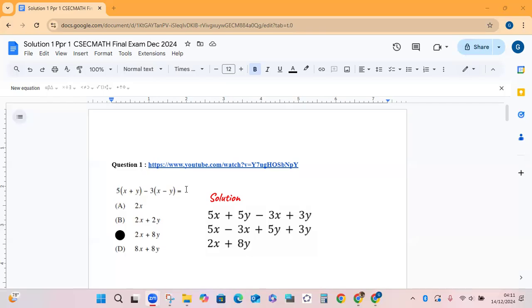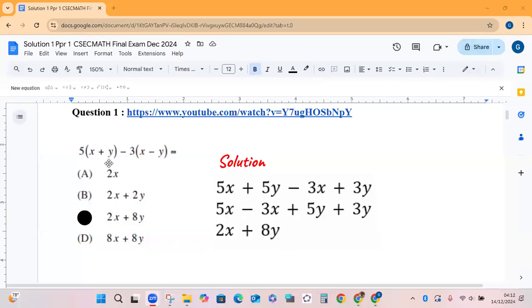Please rewind the video and write this down in your notebook. You cannot solve an expression. You can only simplify or factorize an expression. We'll come to that in another video, but you cannot solve an expression. So here we expanded and we simplified that expression, and the answer is another expression.